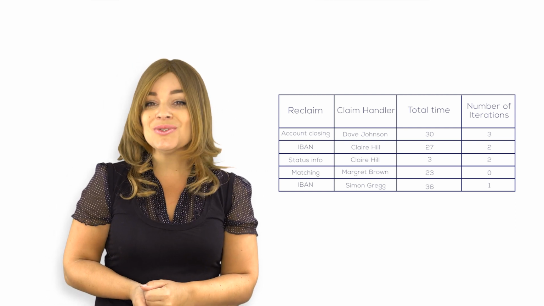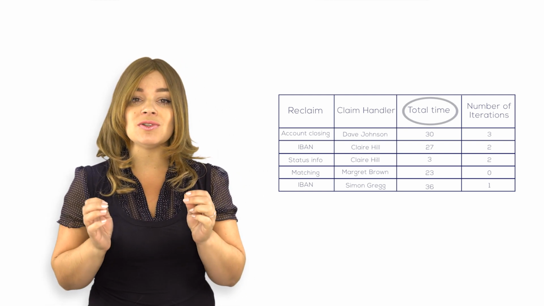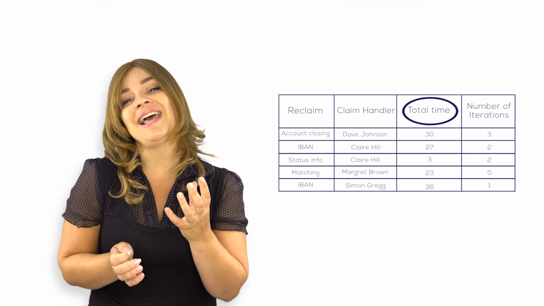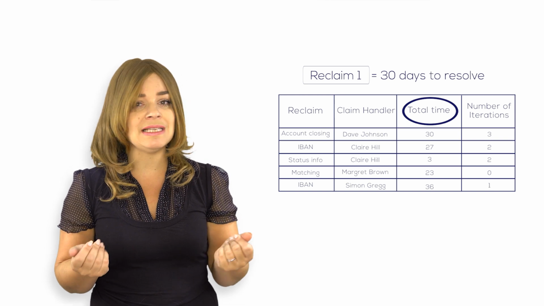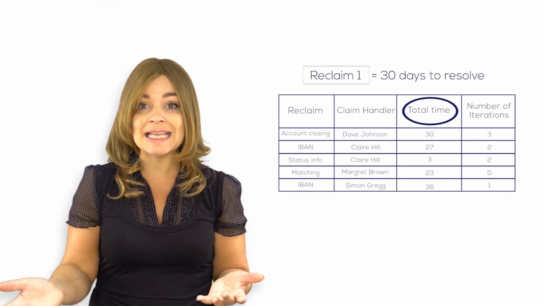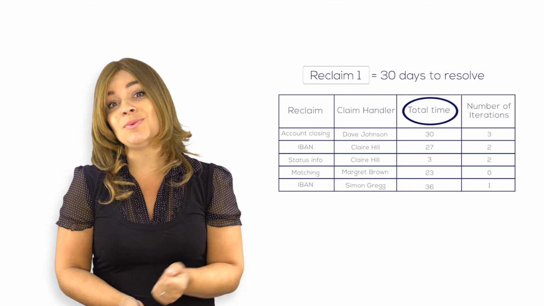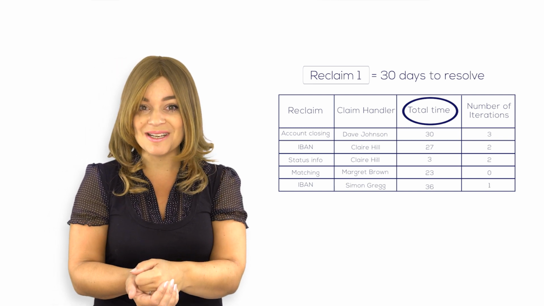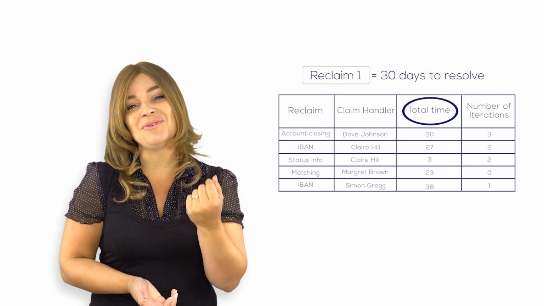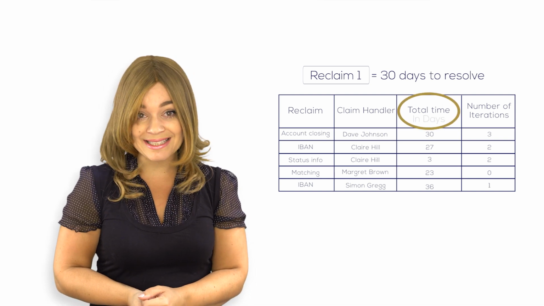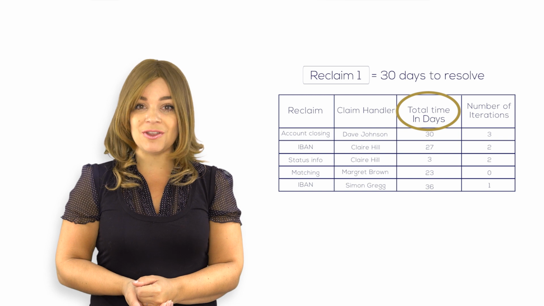Now, let's take a closer look at the variable total time. The first reclaim has a total time equal to 30. But do you know what 30 means? Is it 30 hours, 30 days, or 30 weeks? This is where you need to know the unit of measurement, also referred to as the measurement unit. In our example, the unit of measurement is days. So the first reclaim took 30 days to finish.